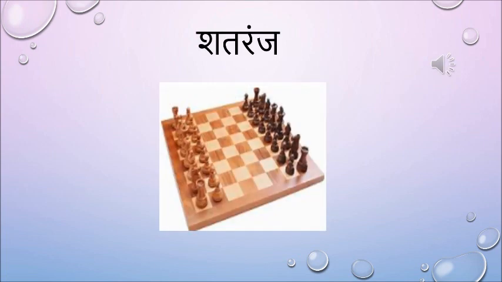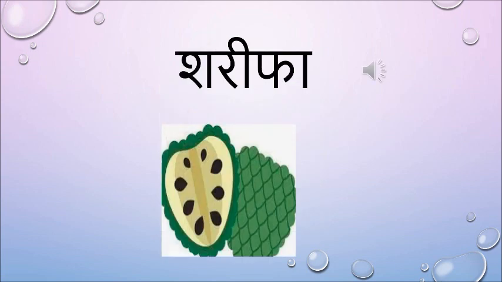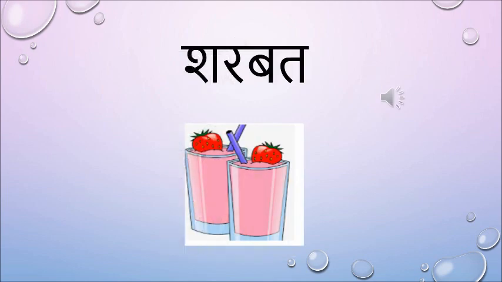So now we'll be doing a few words with the Vyanjan sh. The first word is shataranj. Shataranj means chess. Yes, it is a game, right? Next one is sharifa. Sharifa means custard apple. Sharbat. Sharbat is a juice. Yes, I'm sure many of you like drinking.